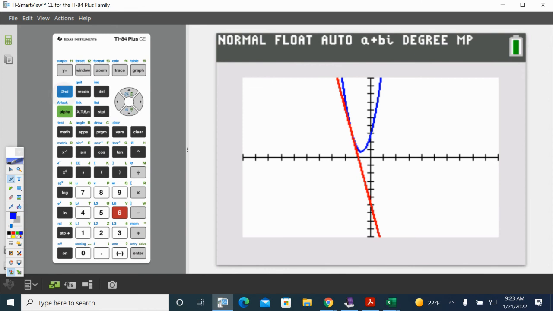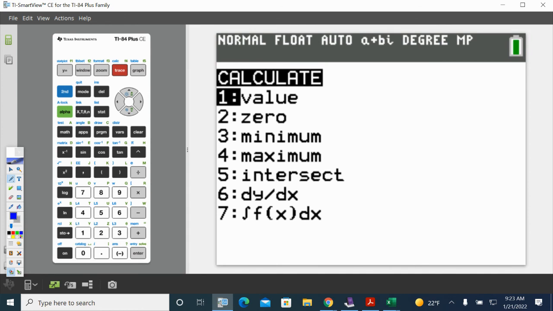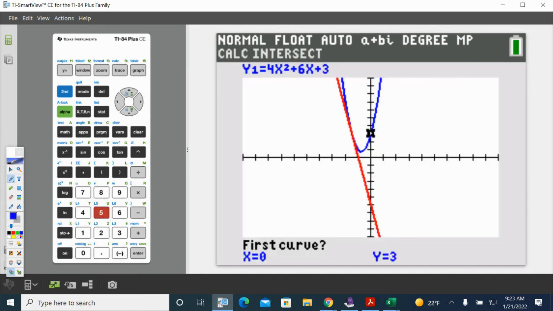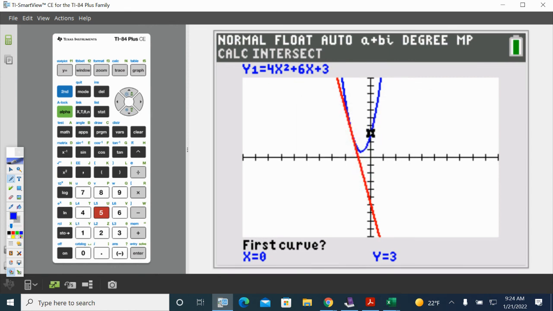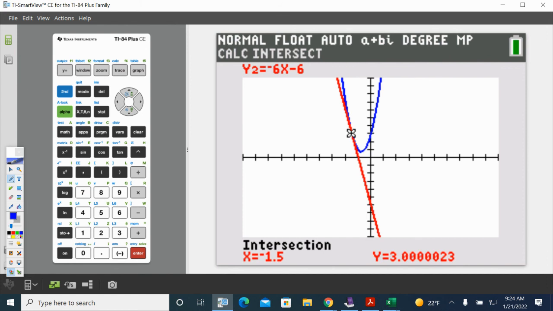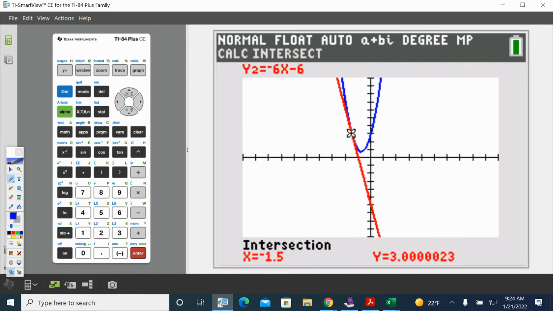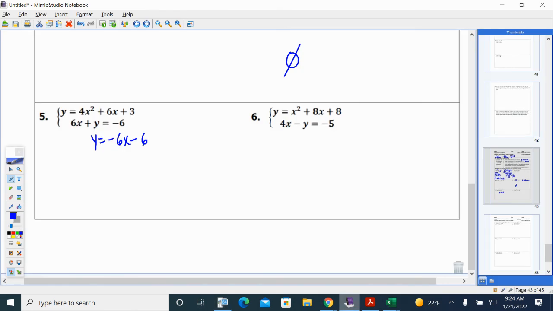I'm going to hit second trace, number 5. So my cursor is on the right side of this parabola. So it's going to give me the intersecting point closest. So if there's an intersection down here, it's going to give me that point. So I'm going to hit enter, enter, enter. And the intersection, use your common sense here, is negative 1.53. I give you permission to give me decimals here. Negative 1.53. Okay, so there's our answer for that side.